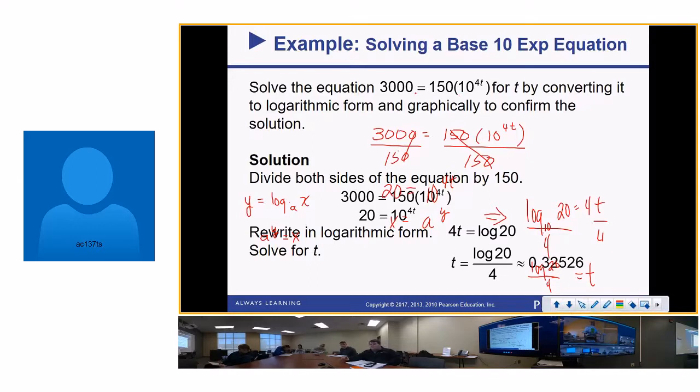How did you know to divide by 150? Well, you've got to have it in this form right here to actually put it in a logarithmic state. It's got to be a number equals a number to a variable or to an exponent.